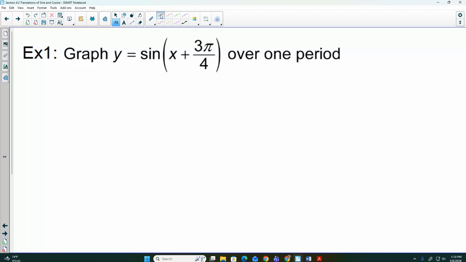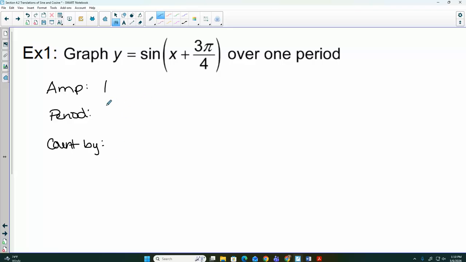So our setup, same as previously. We are still going to do the amplitude, the period, and the count by. What is my amplitude? 1. There's nothing in front, so it's just 1.